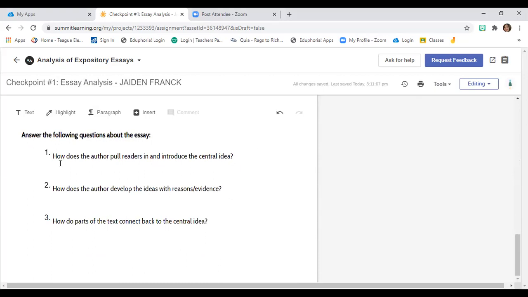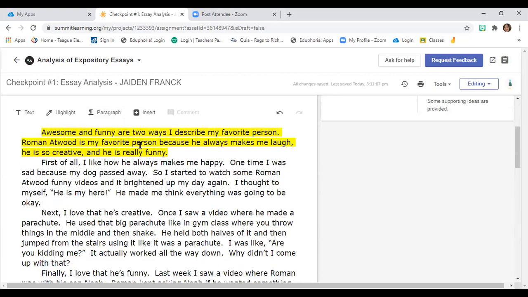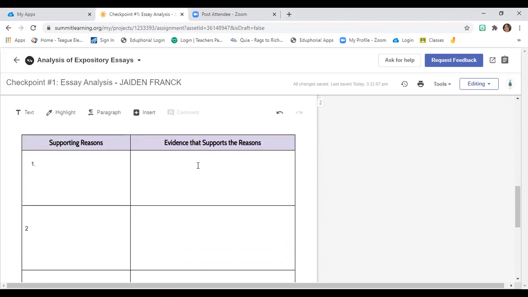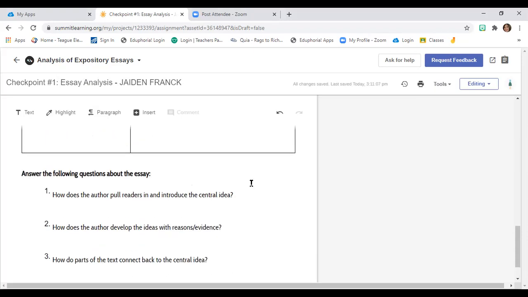Question number 1 is asking you, how does the author pull readers in and introduce the central idea? So again, here is the central idea, meaning you have to go back to this paragraph where you will be finding the central idea and highlighting it with purple. What is the author doing to introduce the central idea, to catch your attention because you are the one reading it right now? Is he using descriptive words? Is he using a question? What is the author using to introduce the central idea?